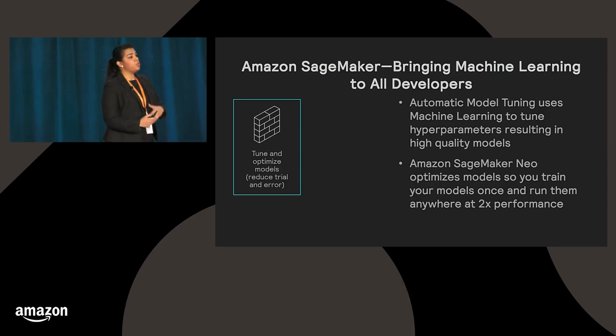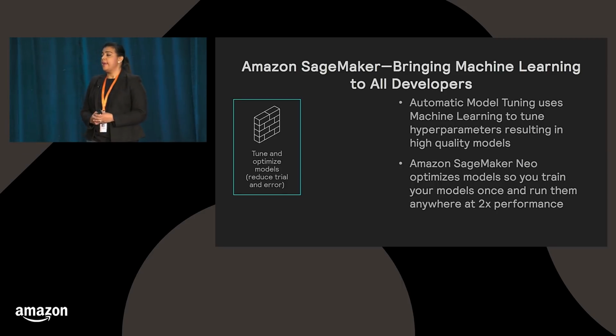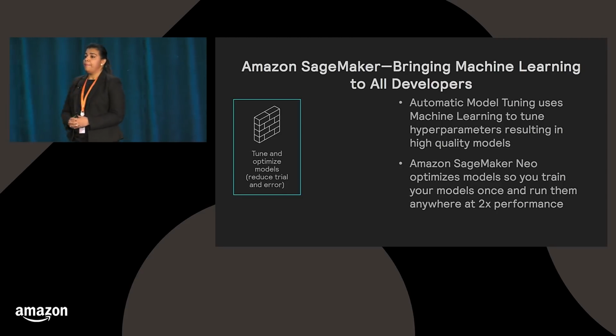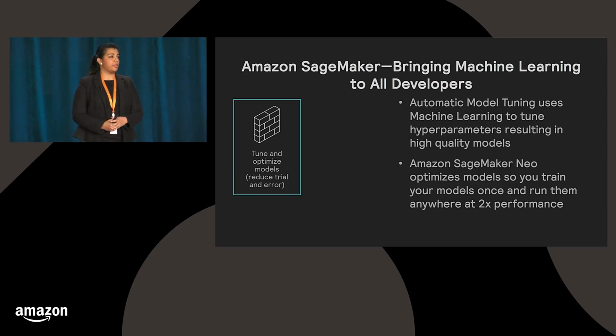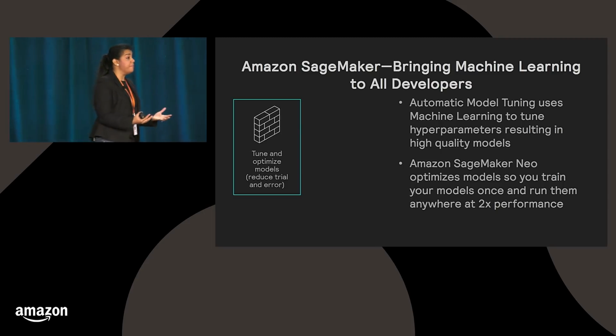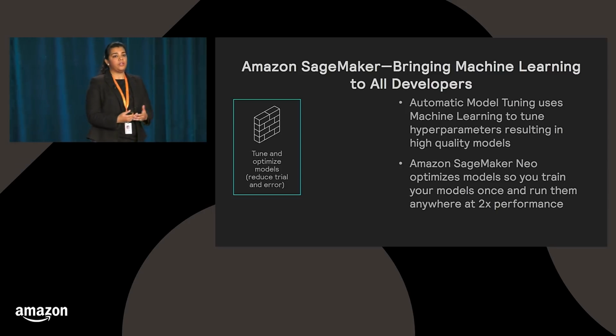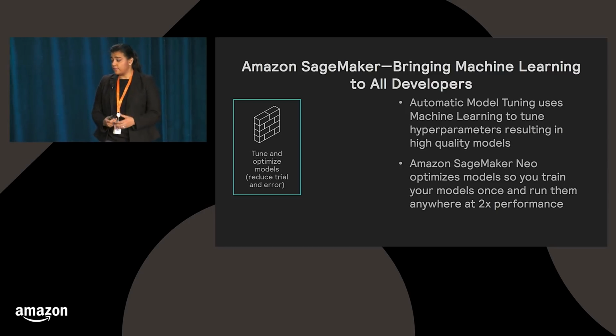Once you've trained your models, you want to then tune those models, and you want to find the right hyperparameters for your machine learning model so that you have the most optimal model to deploy. But this process can be very time-consuming because the number of hyperparameters can be in the order of millions. So you can use SageMaker's automatic model tuning capability to find the best and the highest quality model without investing a lot of time in trial and error.